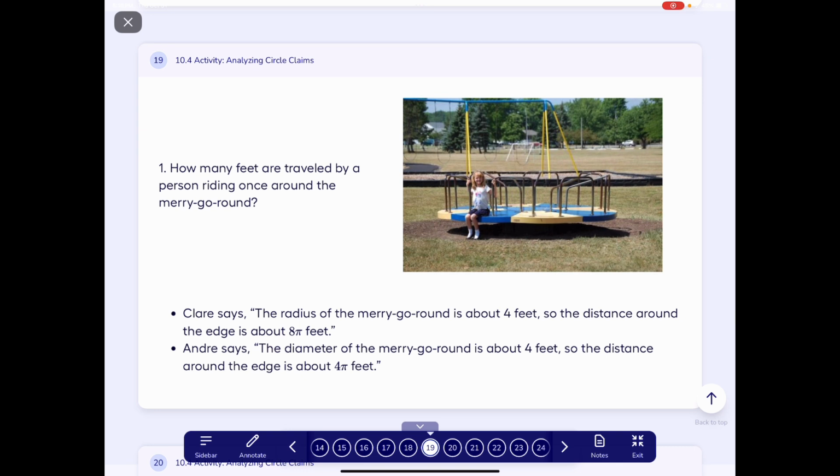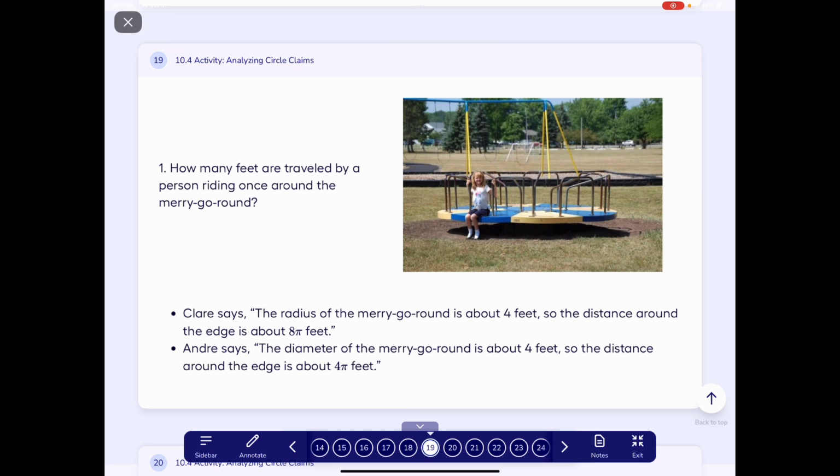The first question is, how many feet are traveled by a person riding once around the merry-go-round? Claire says the radius of the merry-go-round is about 4 feet, so the distance around the edge is about 8 pi feet. Andre says the diameter of the merry-go-round is about 4 feet, so the distance around the edge is about 4 pi feet. Pause the video. Is Claire correct or is Andre correct, and why?